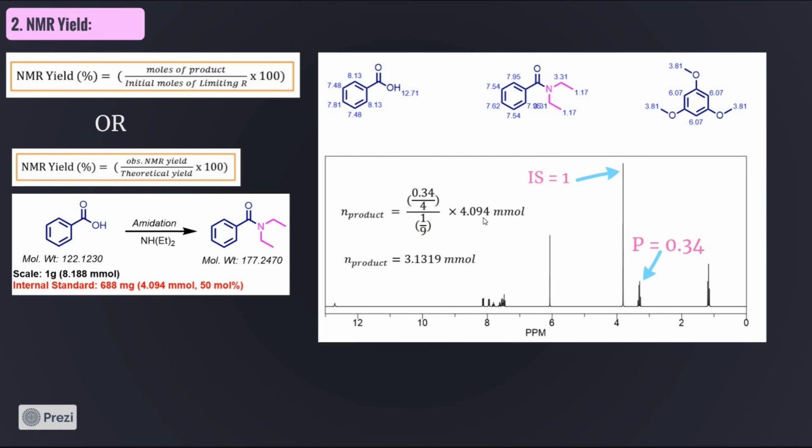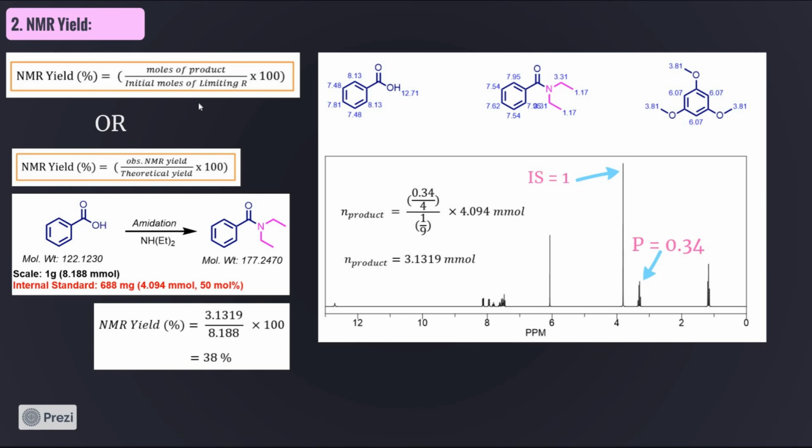And this one, do you remember what this is? This is the number of moles of the internal standard, which is 4.094. We took this much internal standard, right? Okay, now after solving this equation, we observe N product, meaning the number of moles of the product, is equal to 3.1319 millimole. Now we can calculate the NMR yield by using this equation. So the initial moles of the limiting reagent is 8.188. After solving this equation, we have 38% NMR yield.